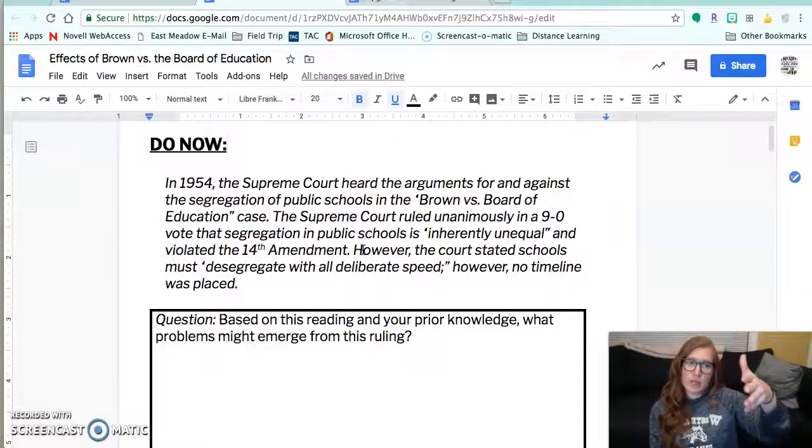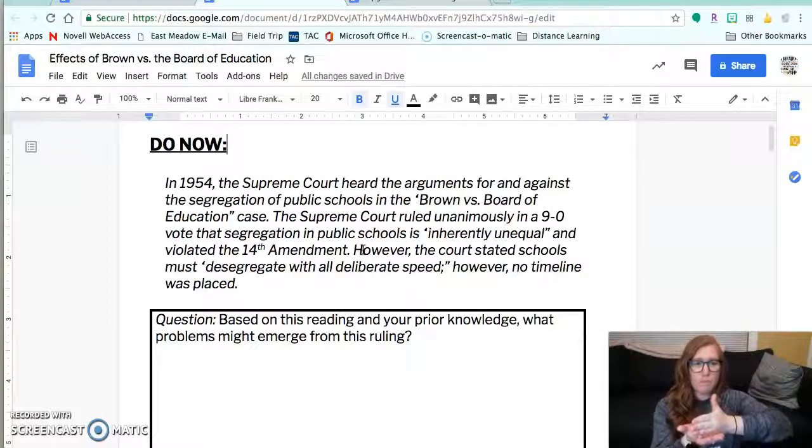However, when this court case comes down, it doesn't say it needs to be done immediately on this date. They say with all deliberate speed, which is pretty open-ended. So the question that I would like you to answer here is, based on this reading and your prior knowledge, what problems might emerge from this ruling? So what issues do you think you're going to encounter?